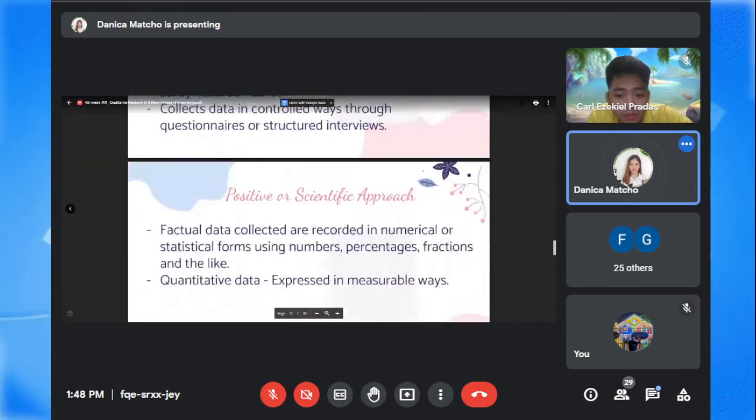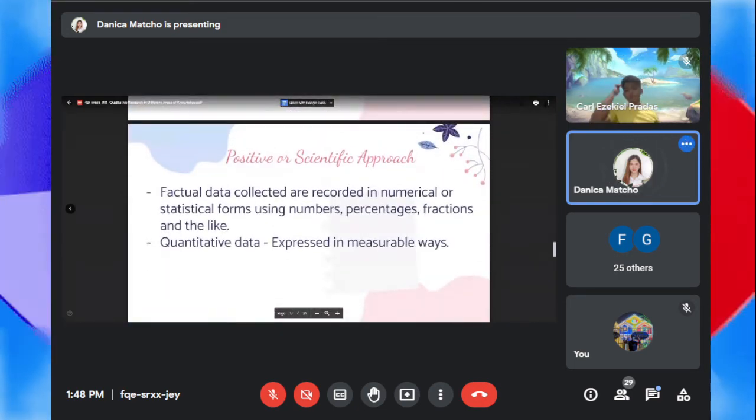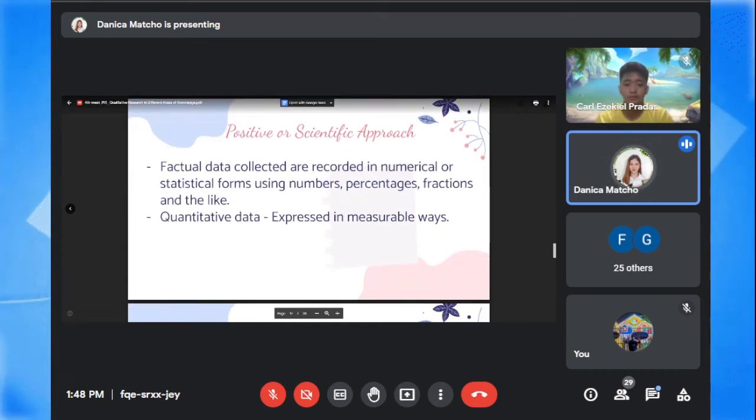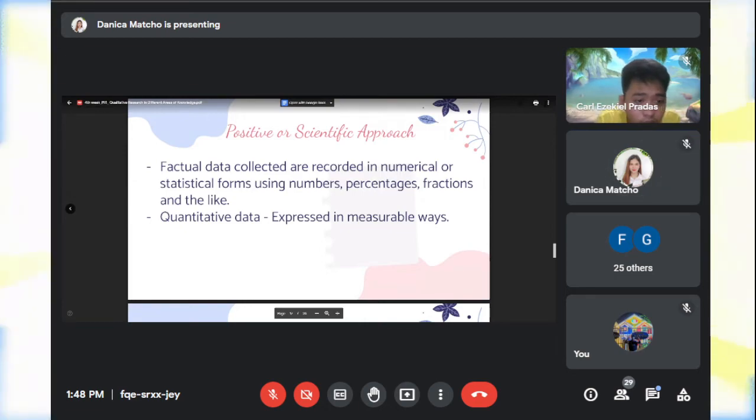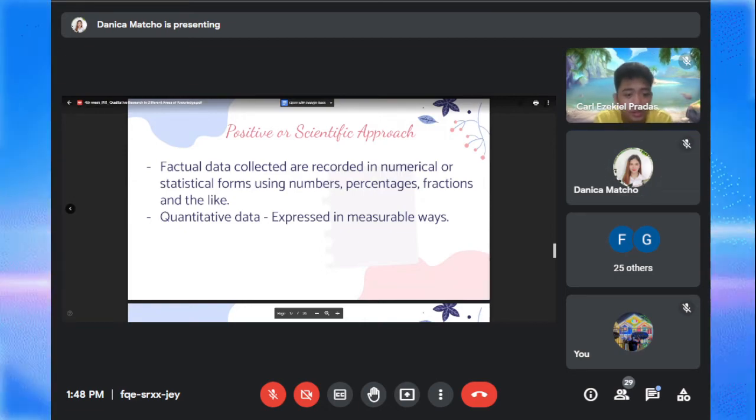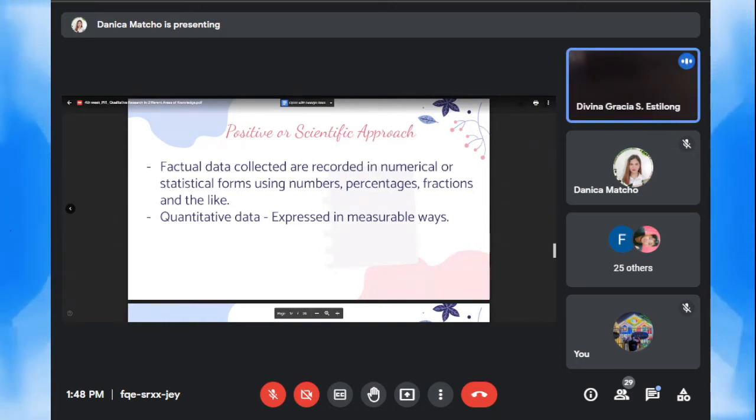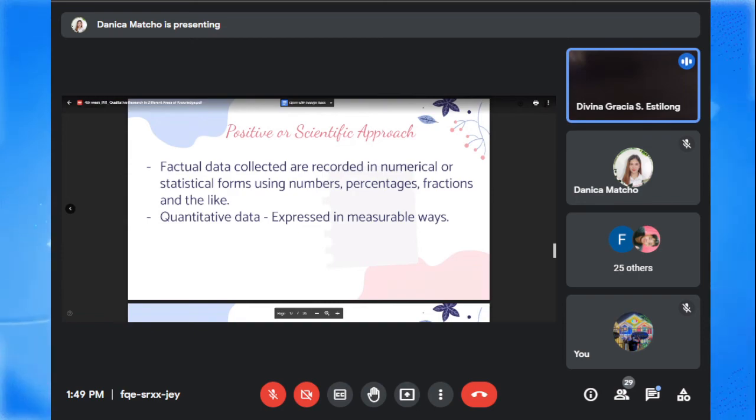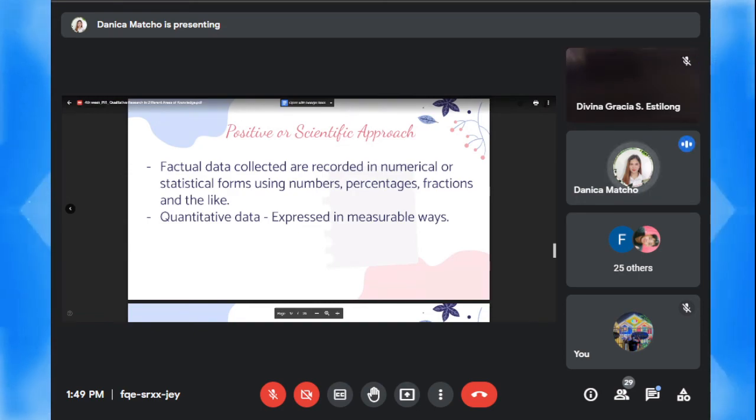Okay, good. Ayan, so another meaning of positive or scientific approach. Can you please read, Divine? Factual data collected are recorded in numerical or statistical form using numbers, percentage, fractions, and the like. Quantitative data expressed in measurable ways. Okay, thank you for reading that.